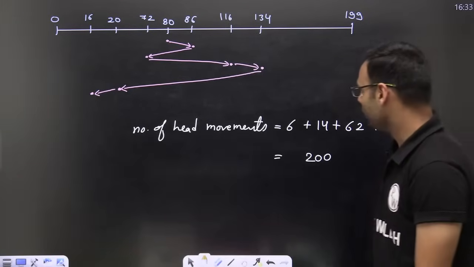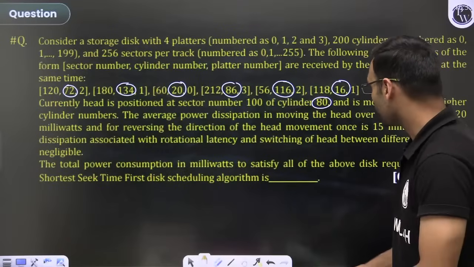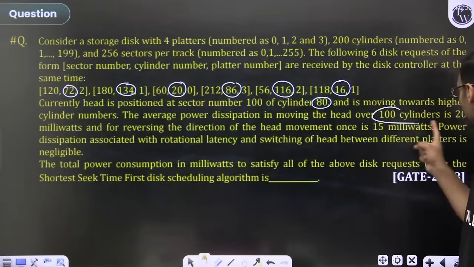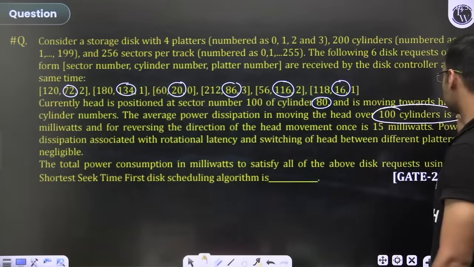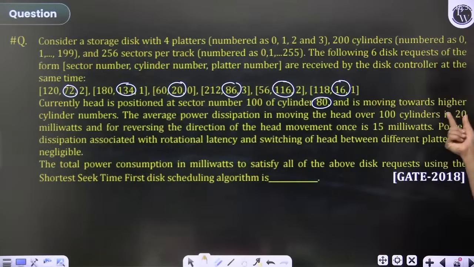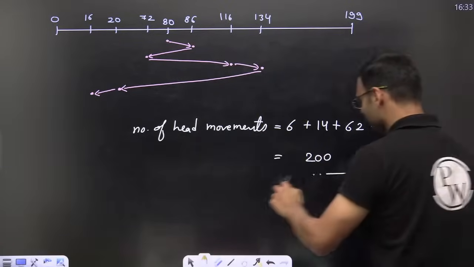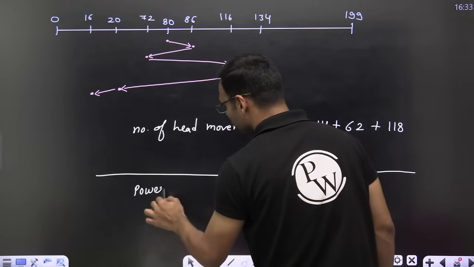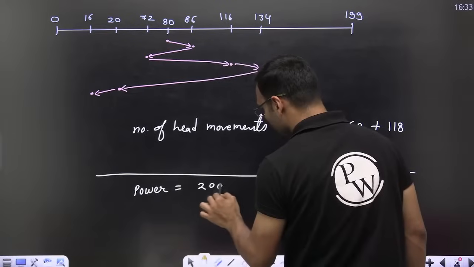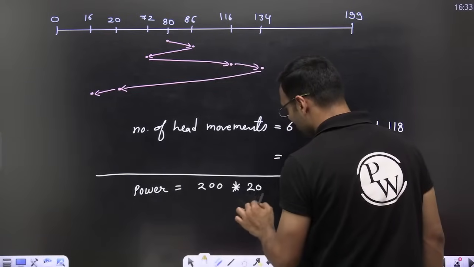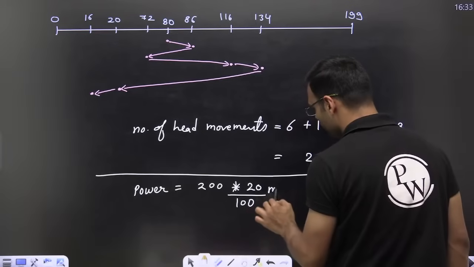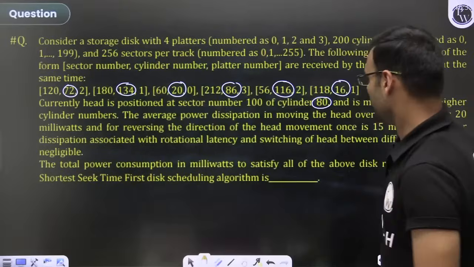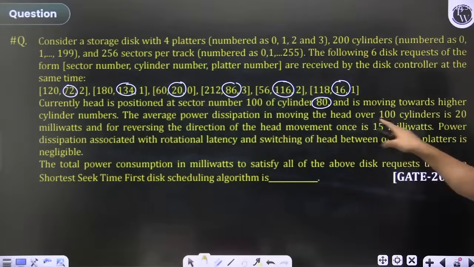100 total head movements are there. Now the question says: for every 100 head movements, 20 milliwatt is needed. For 200, how many? So total power dissipation is 200 multiplied by 20 divided by 100 milliwatt. Plus, for every direction change, 15 milliwatt.